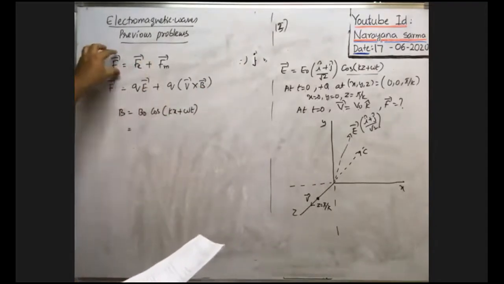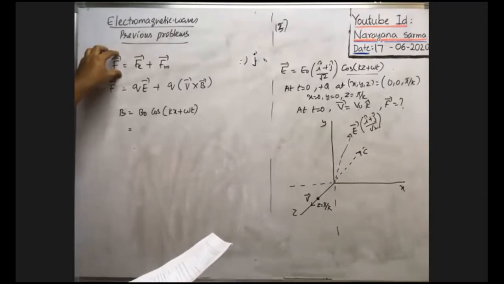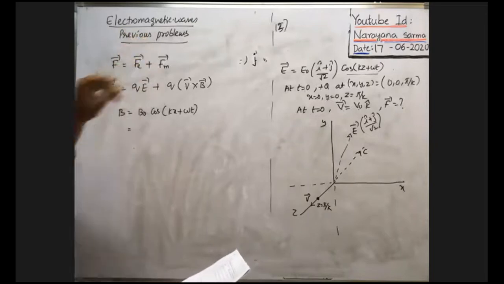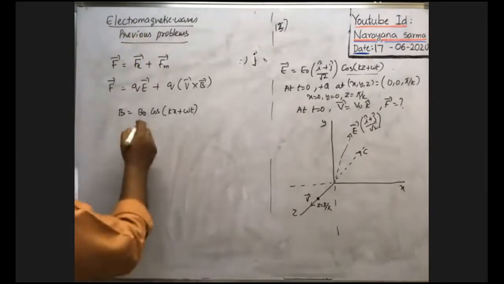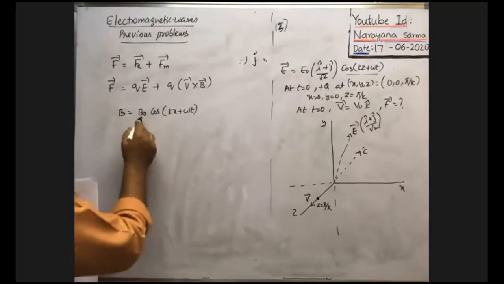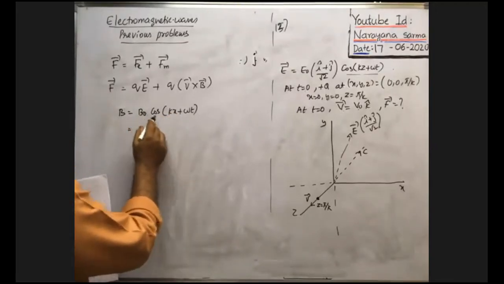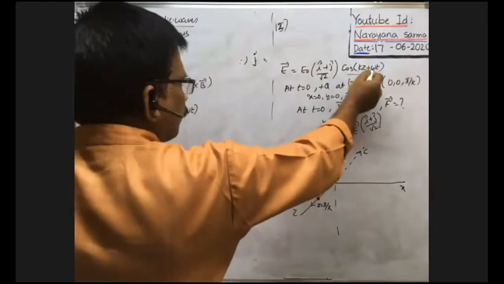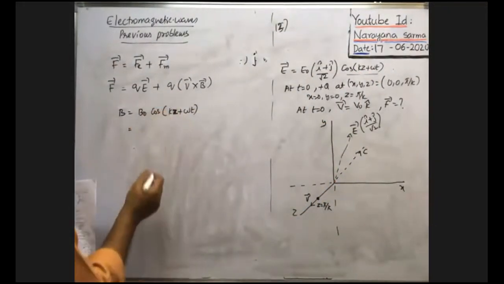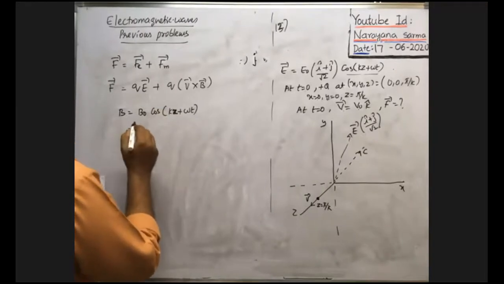Therefore, the net force acting on the charged particle due to the electromagnetic wave is equal to the vector sum of the force due to the electric field and the force due to the magnetic field. So, the magnetic induction B is equal to B naught, the maximum magnetic induction, into cos Kz. As the electric field is expressed in terms of a cosine function, here also you write it in terms of the cosine function only. Okay, therefore, what about B naught?